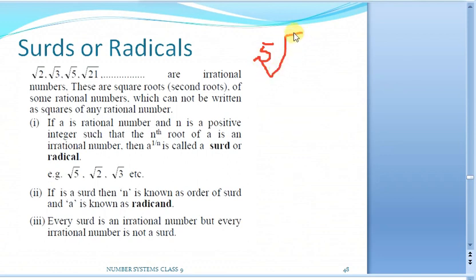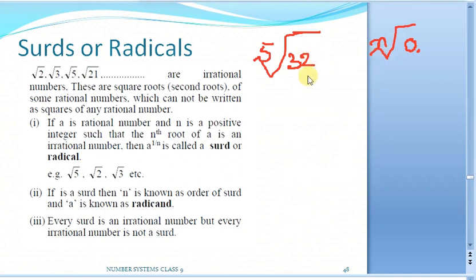So just try to familiarize yourself with how we read these things as 5th root of 32. Okay. So we have to check whether it is a surd or not. So we will follow our 3-step process. First thing, we have to compare with the general form nth root of a, where the inside number is a, and the outside number n has to be a positive integer. The overall result has to be irrational.